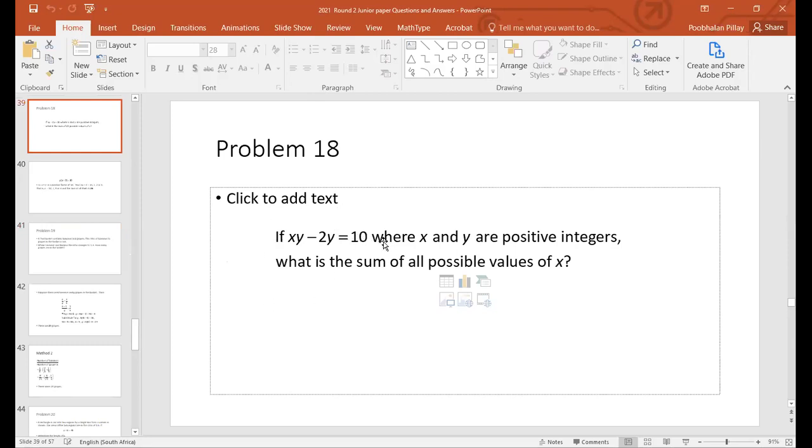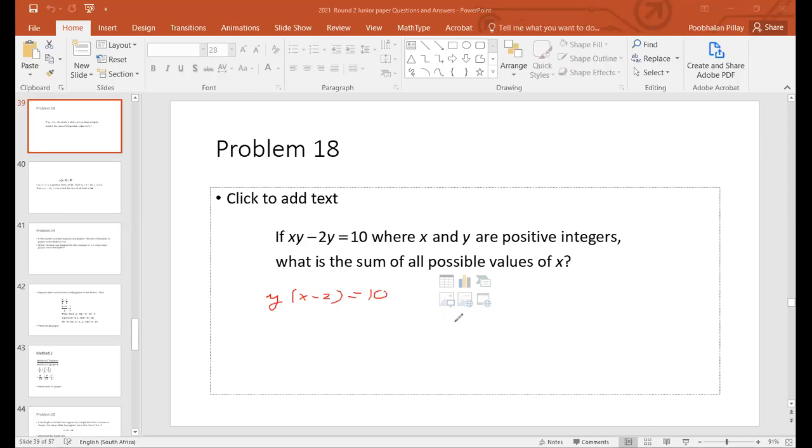Okay, if xy minus 2y equals 10, see what a simple equation. xy minus 2y equals 10. And again, x and y are grade R numbers. Positive integers are 1, 2, 3, 4, and so on. They are grade R numbers. So it's nice to say grade R numbers so that you'll know that it's a very easy problem. Okay, so what is the sum of all the possible values of x? Well, let's just rewrite this nicely. You get y times (x minus 2) equals 10.